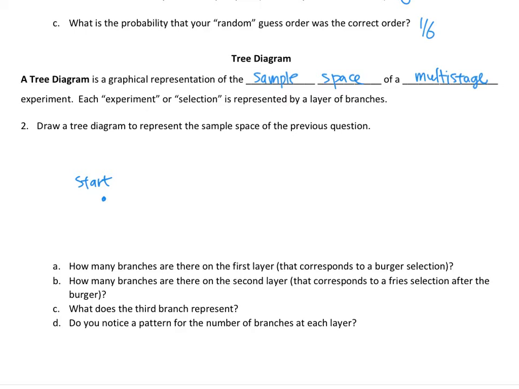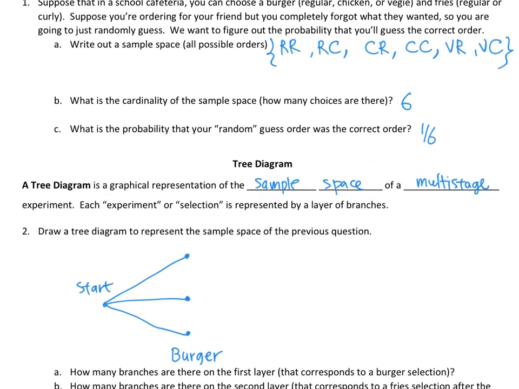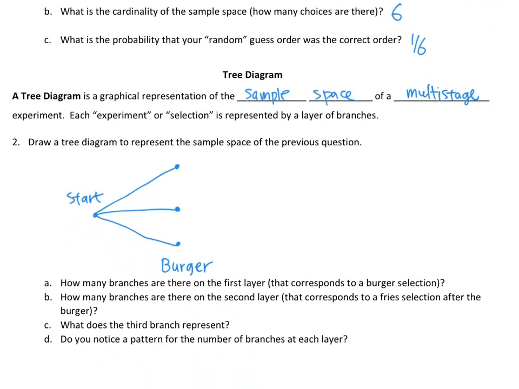So you're going to pick your burger first. You have 3 selections for burger. So 1, 2, 3. Starting from here, we're going to have 3 branches. 1, 2, 3. The reason it's called a tree diagram is because each layer will have a bunch of branches, depending on what the selections are. So the first one, we had a regular, we had chicken and a veggie. So this is regular, chicken, and veggie, right? This is my first layer of branches.